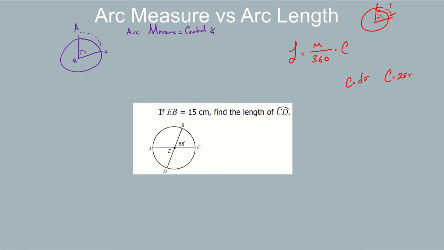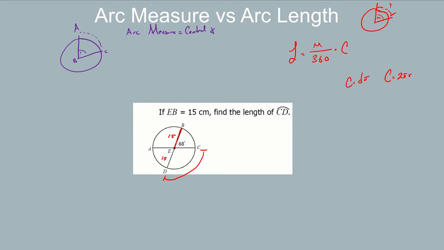So let's take a look at this problem down here. So it says if EB, notice how that is the radius, is 15. They want us to find the arc length of CD. Okay, well, first of all, CD goes from here to here. And since the radius is 15, it's not going to change anywhere, right?